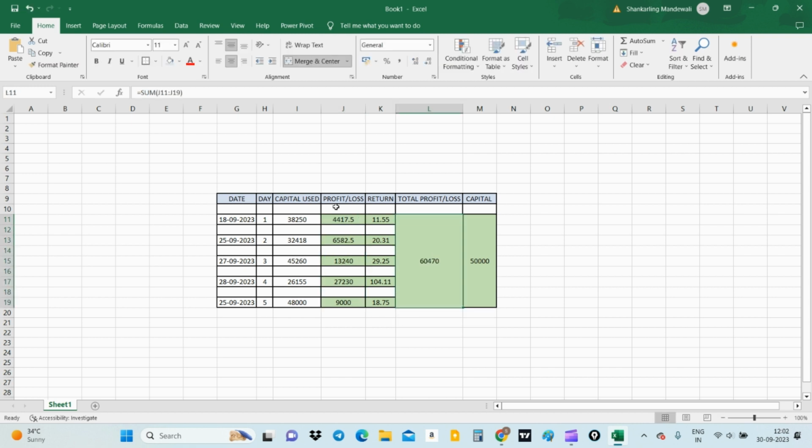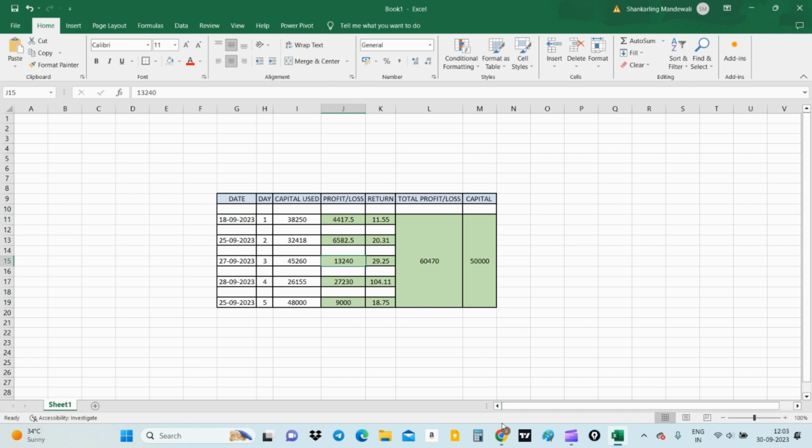In this Excel, I made around 60,000 as a profit for the last 5 days, and the capital that I used I have limited to 50,000. If you see, the major chunk of the trade came on the fourth day, which was a hero to zero trade, and one trade on 27th of this month, September, where I made around 13,000. Let's move ahead with day one.